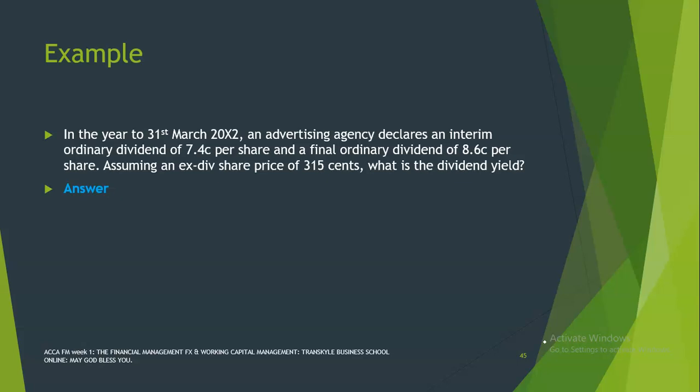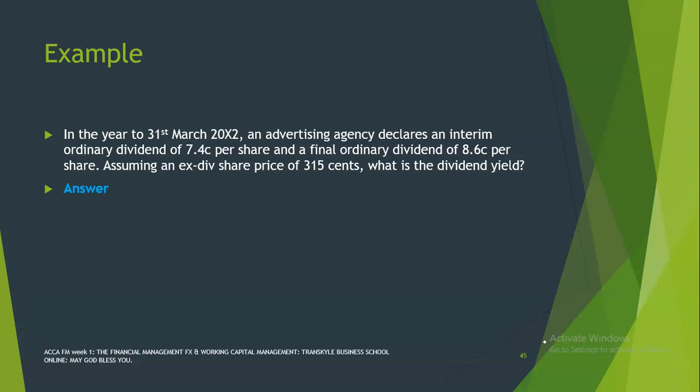Let's compute this example. In the year to 31st March 22, an advertising agency declares an interim ordinary dividend of 7.4 cents per share and a final ordinary dividend of 8.6 cents per share, assuming an ex-div share price of 315 cents. What is the dividend yield?